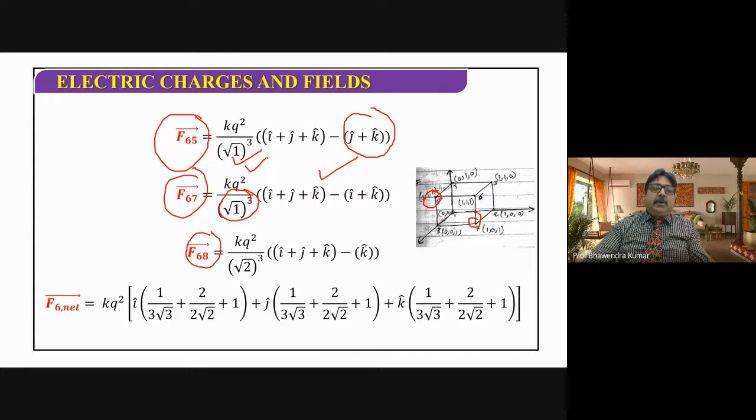Similarly, when we talk about F68, the charges at point 6 and point 8 are to be considered. So it is i plus j plus k minus k cap, and the modulus will be root 2. When we talk about the net force experienced by the charge situated at point 6, this will be the result. Okay, thank you very much.